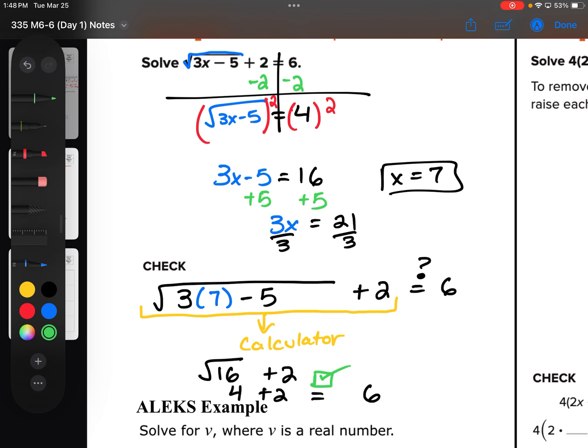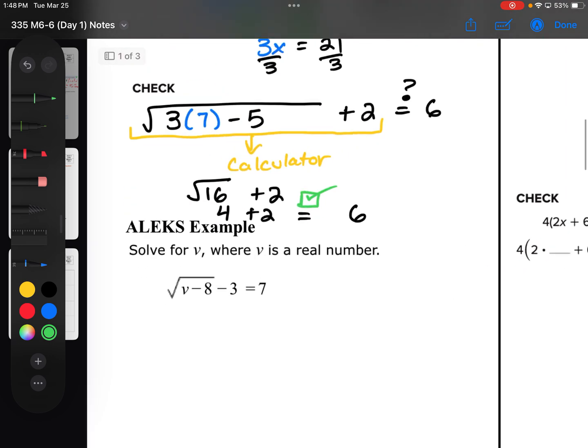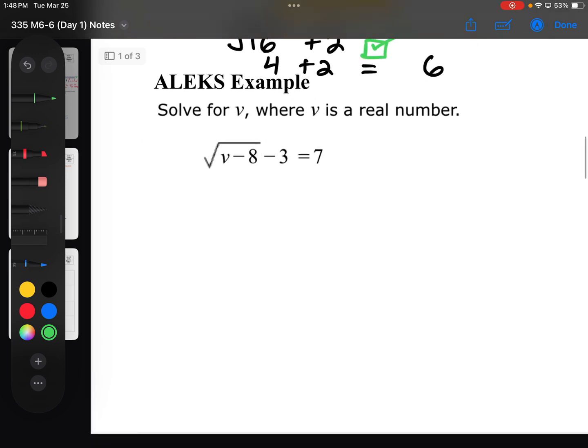So your answer works. It's not extraneous. Some of them will be, which means you could do this work and then have an extraneous answer and it's not really a solution. So you need to real quick just type it in your calculator, make sure it works. All right. So that is the first one. We're going to go ahead and hop down here and do this Alex example. If you're watching the video, I want you to pause it at this time and work it out.